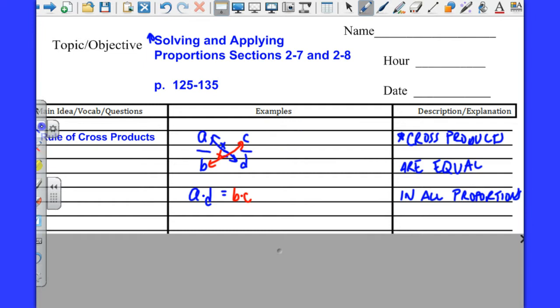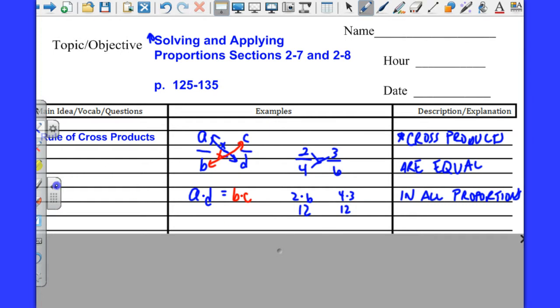Okay, let's look at a really simple example. Let's say I know 2/4 is equal to 3/6. Now I know that's true because I know they're both 1/2. Well, watch what happens if I multiply those two numbers. 2 times 6 is 12. That's the same thing as if I multiply those two numbers. 4 times 3 is 12. That's always true in a proportion.